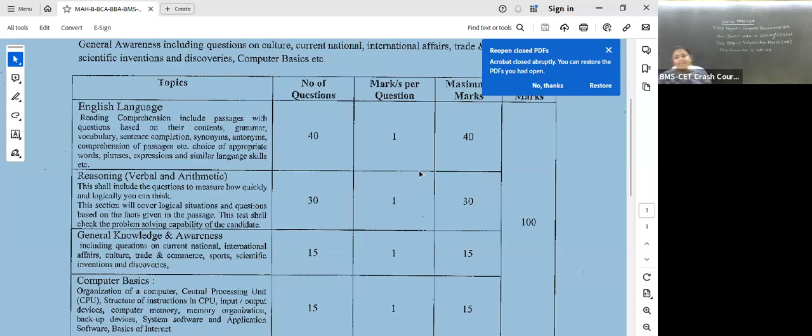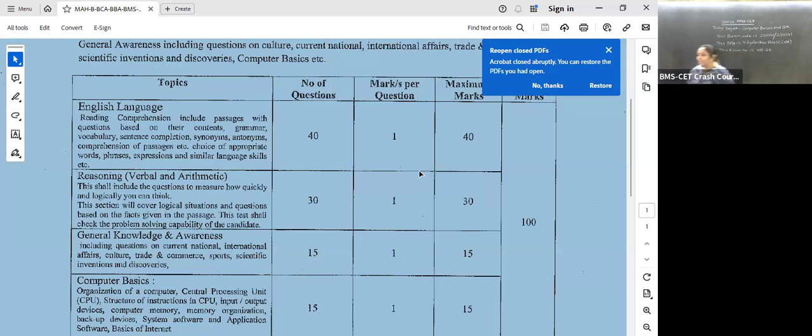Of course, in GK, what else they can ask is questions based on culture. For example, there is a tribe in Rajasthan, there are different tribes, so and so tribe belongs to which state. Such simplified levels of questions might be asked. Next, they can ask you questions on inventions and scientific discoveries. Then next we come to computer basics.